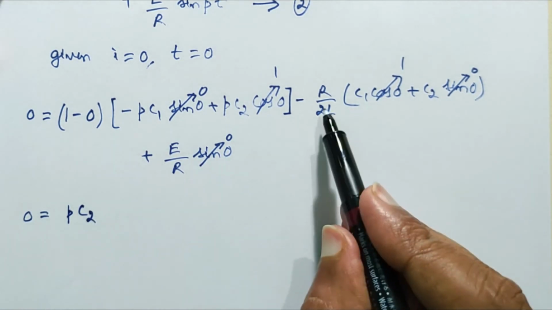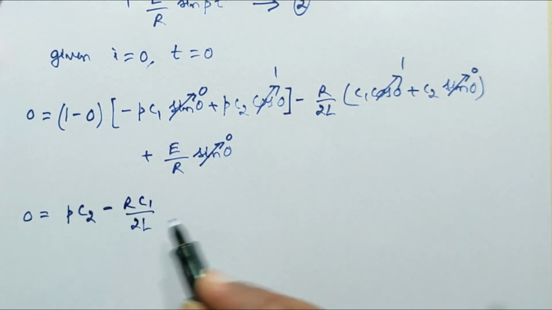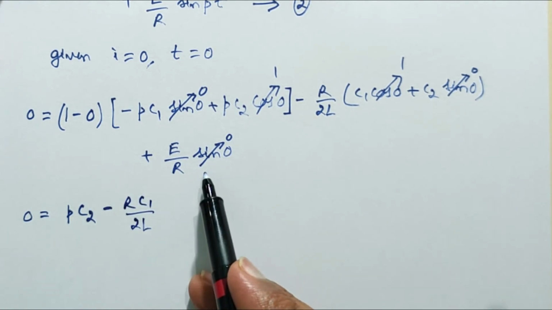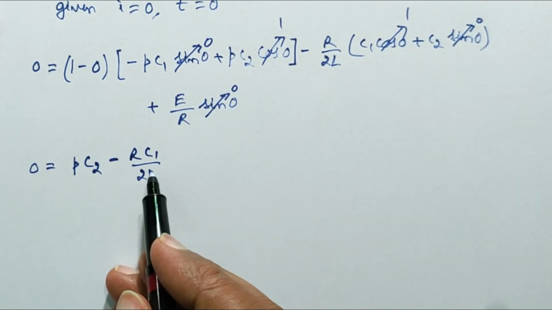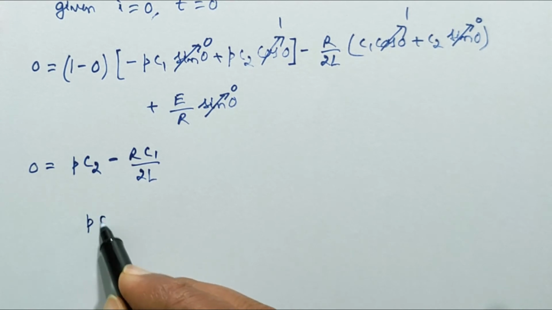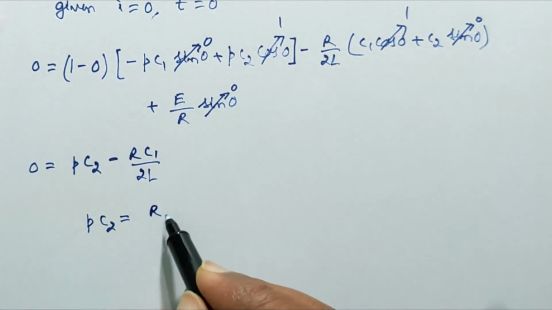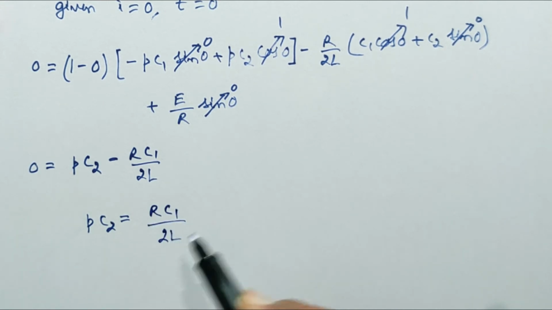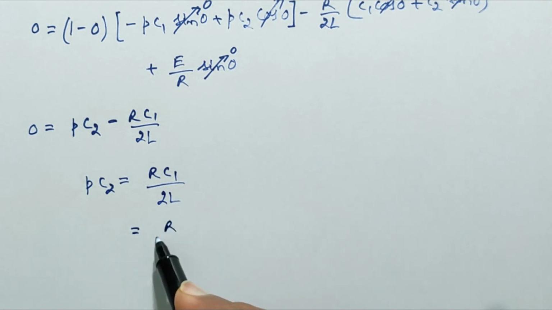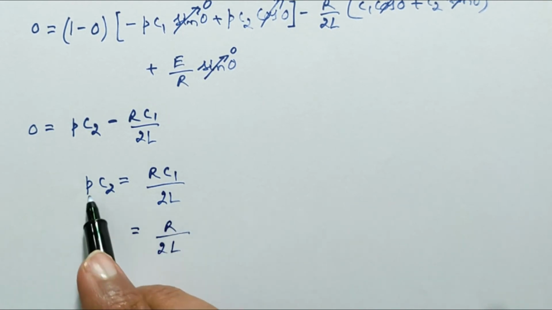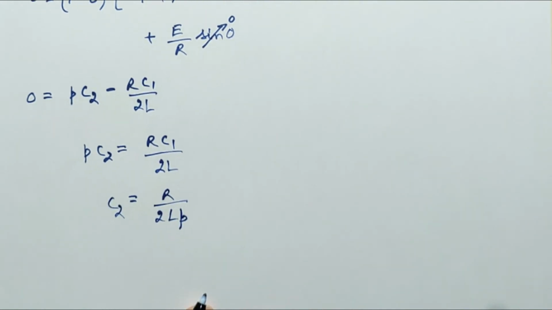Here this is 1, so it is minus RC1 by 2L. This term has become 0, this term has become 0. But we know the value of C1, so just plug in the value of C1. So I'll write PC2 to be equal to, sending this negative value to the left hand side, it becomes positive, RC1 divided by 2 times L. But the value of C1 is known, so R by 2L, and this P I'll cross multiply here. You'll be left with C2.